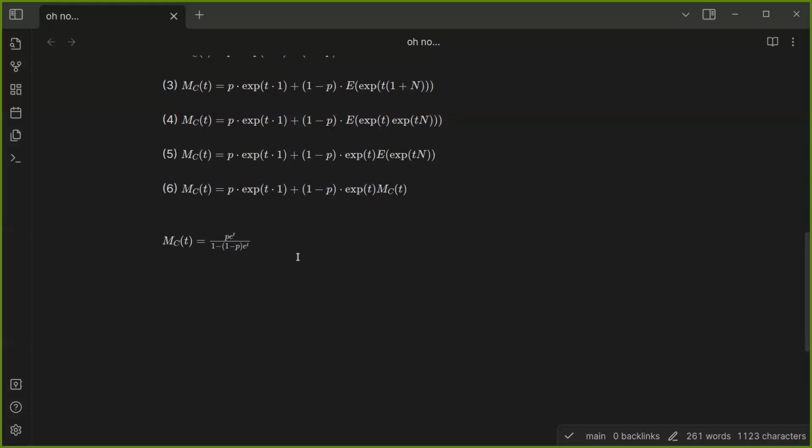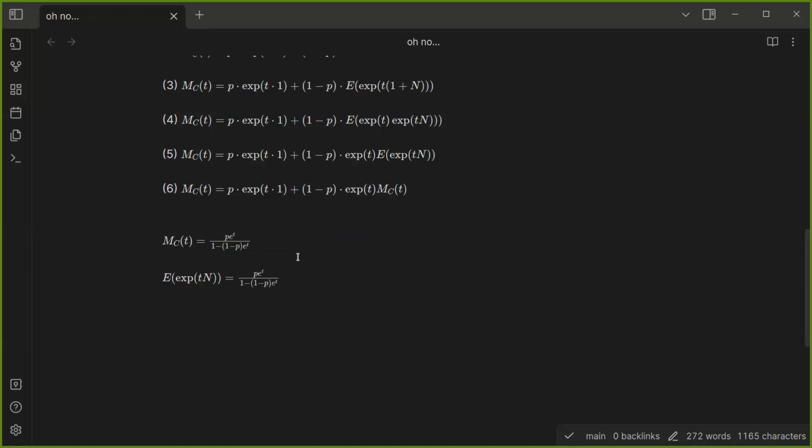Okay, what is the use of this function? Once again, what was the meaning of this function? Expected value of the exponent of Tn, yeah? So that was the meaning of this function.